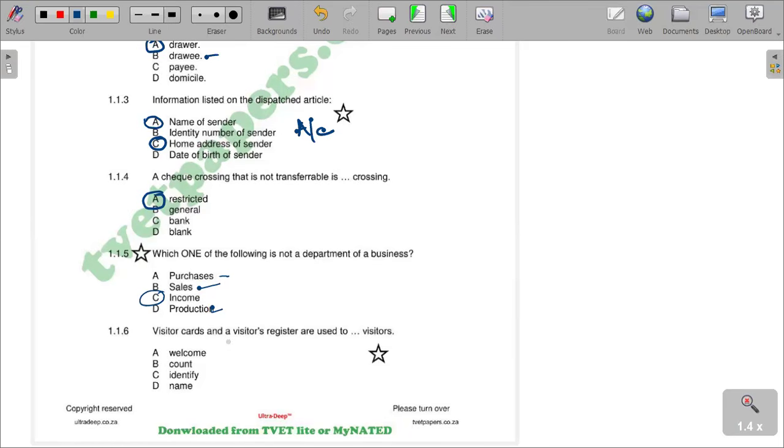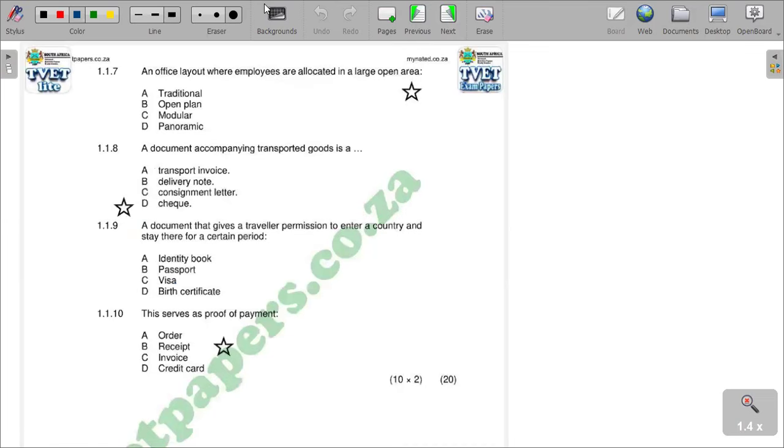Visitor card and visitors register are used not to welcome visitors, not to count visitors, but to identify visitors, which is C. It is used to identify visitors. So let's move on to the next question, which is 1.17.